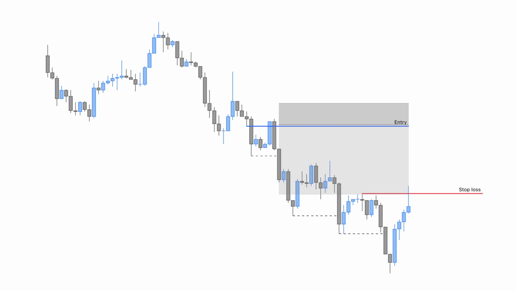This is a quick example of how combining multiple smart money concepts can help us achieve great trades.